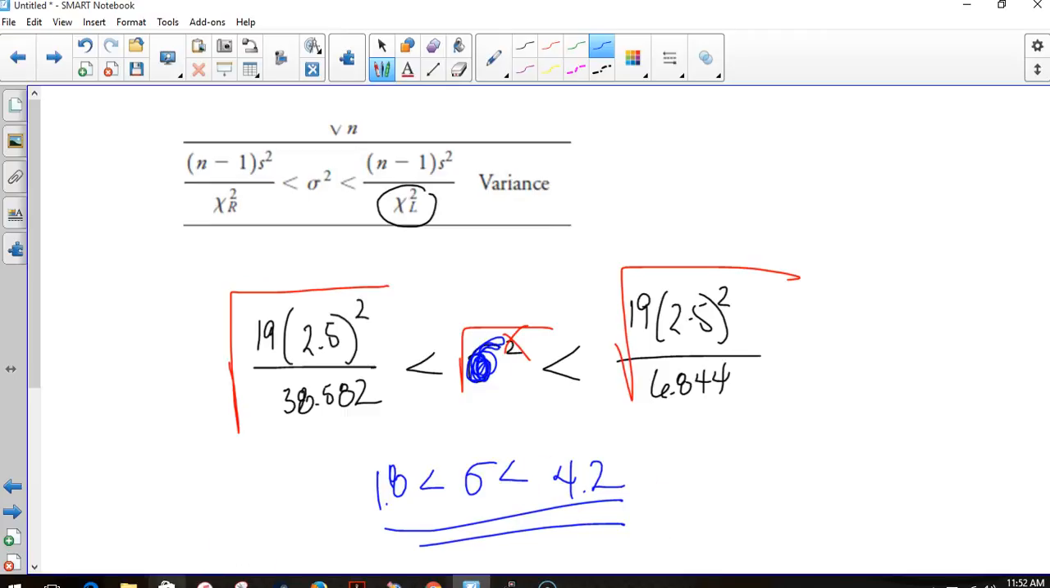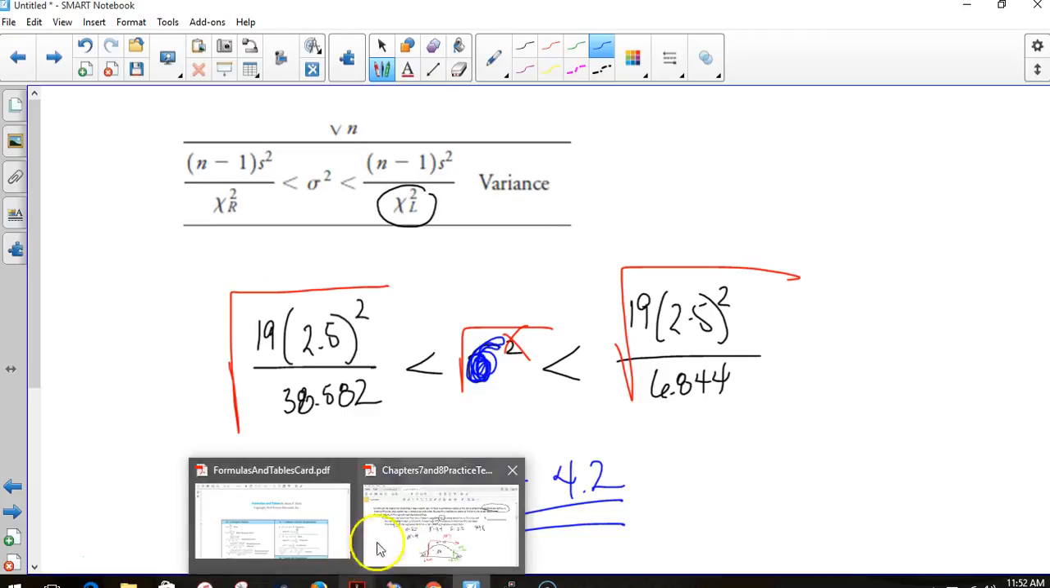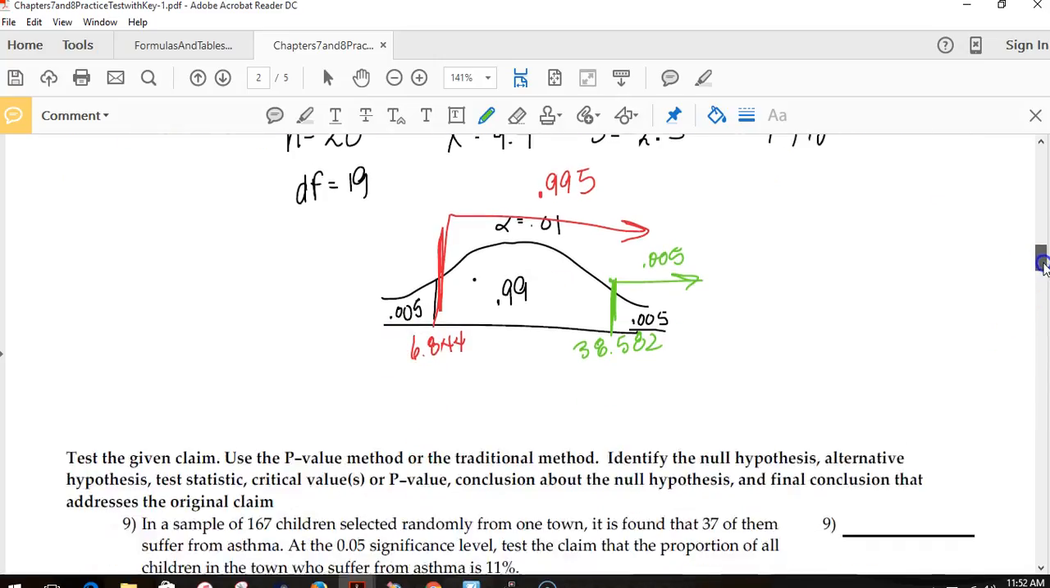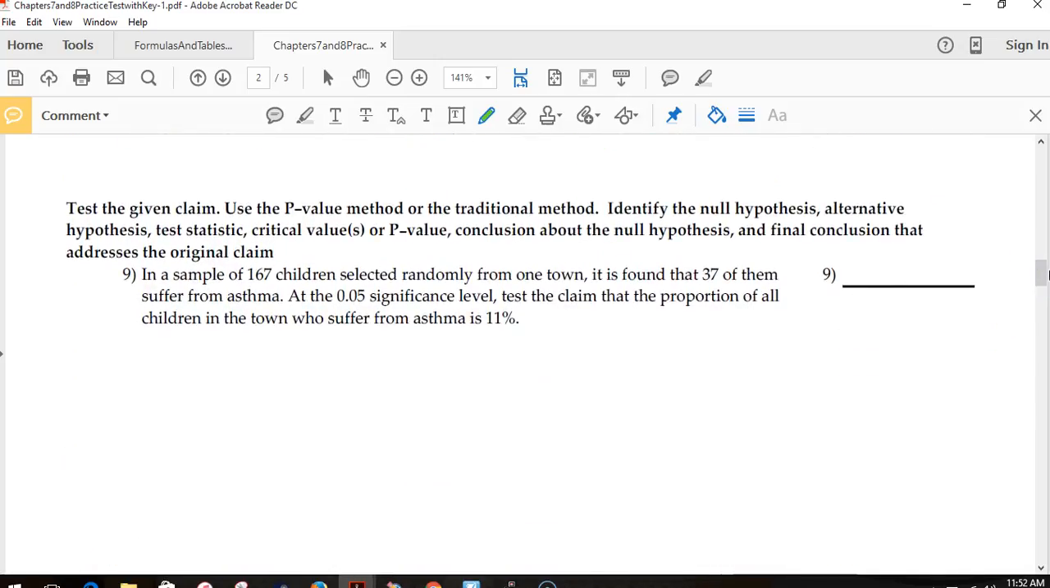Now it's time to talk about some hypothesis testing. Test the given claim. Use the p-value or the traditional method. So with the p-value, you're probably going to be relying on the calculator, maybe for the whole process, maybe for just finding the area under the curve. Traditional method is using the critical z values. It doesn't matter to me really which one you use.